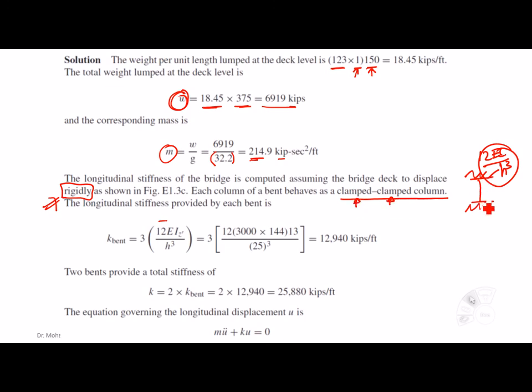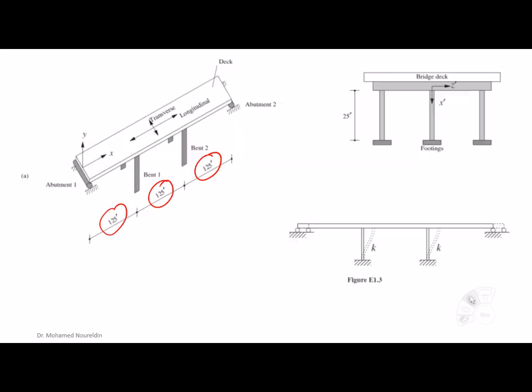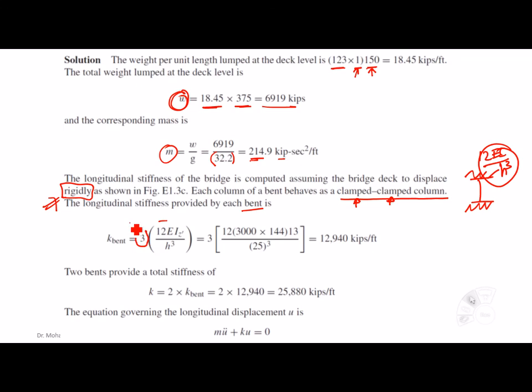It is like fixed. The longitudinal stiffness provided by each bend: we have 3 columns, because he told us about this. Take care with the wording, as I said from the example. Each bend consists of 3 25-foot tall columns of circular cross sections. So we have here 3.